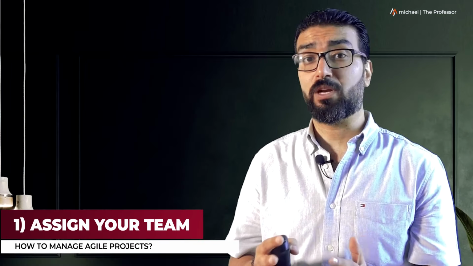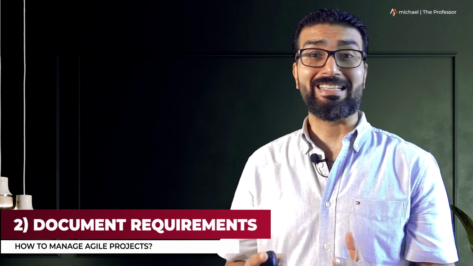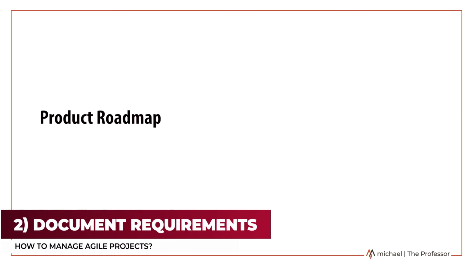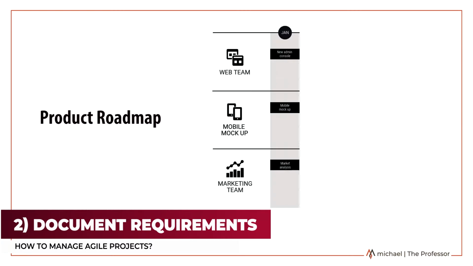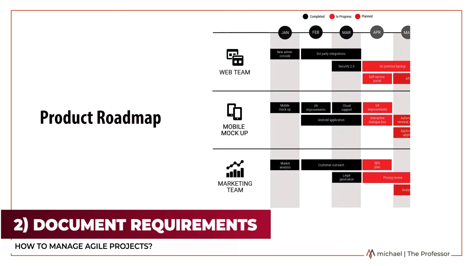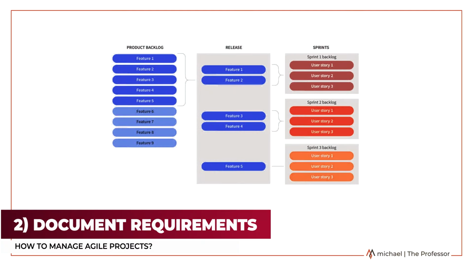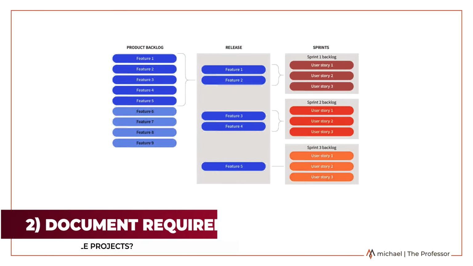Number 2. Document requirements. After you form your team, the product owner needs to roadmap your product. Your product roadmap is a high-level visual of the project's requirements and should include a rough time frame for when you will develop each one. From the roadmap, you will create a product backlog that sets the priorities for both the project and the product.